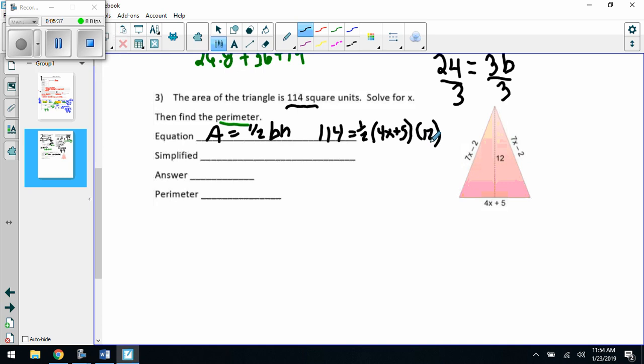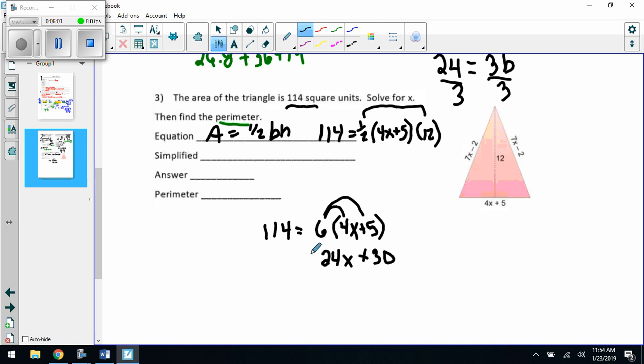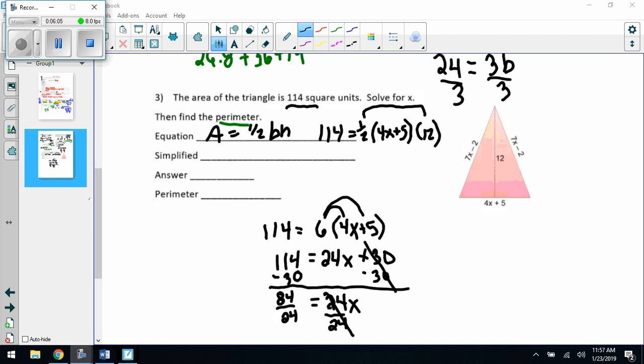So we're going to go ahead and simplify that. To simplify, I think I'm going to take 1/2 of 12 first. I'm going to come down here and do my work. 114 equals 1/2 of 12 is 6. And I haven't done anything with 4x plus 5 yet, so I'm just going to rewrite it. Now I need to distribute. 6 times 4 is 24, has an x with it. 6 times 5 is 30. We have a two-step equation now, and I'm going to go ahead and work that. And after I solve for x, I can see that 84 divided by 24 is 3.5. I'm going to put my answer right here. The simplified part, actually, I'm going to go back, is this right here.